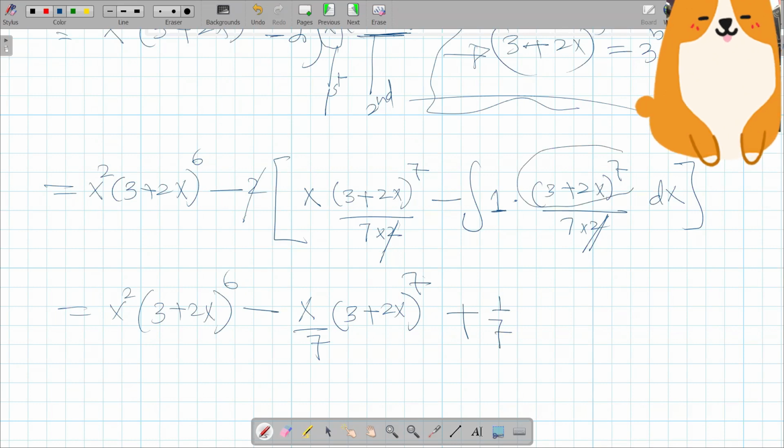What is the integration of this? The integration of that is (3 plus 2x) to the power of 8 over 16. Yes, we just need to simplify this.